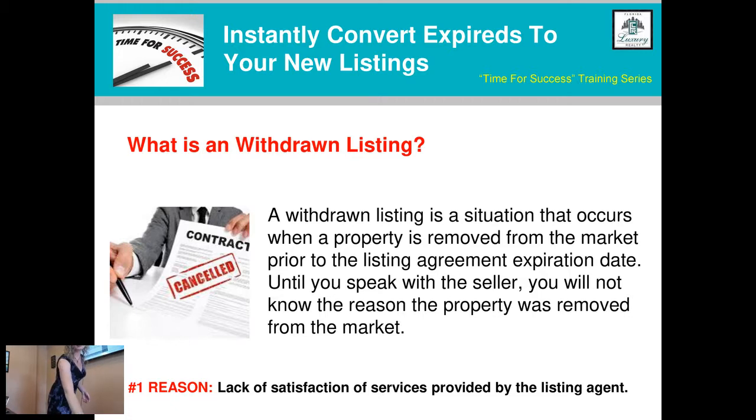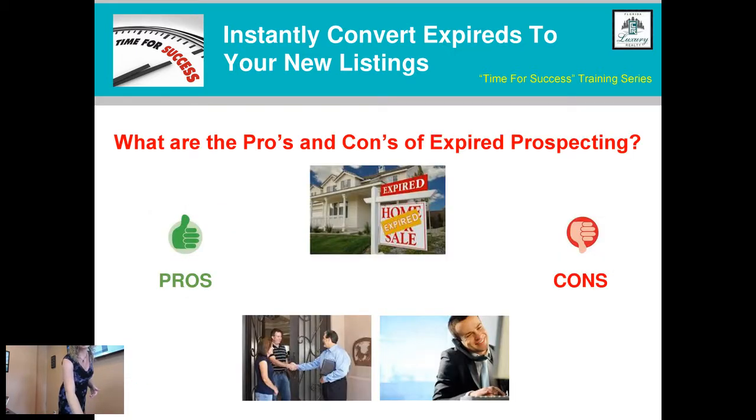We already kind of talked about withdrawn listings, so that's where the owner pulls the listing before the contract time is done. Usually because they're having a bad experience with the agent, they're not happy with how things are going. And like we said, sometimes they can just be remodeling the house, taking it off, and actually listening to the feedback that's coming in, but that's not typically the case.